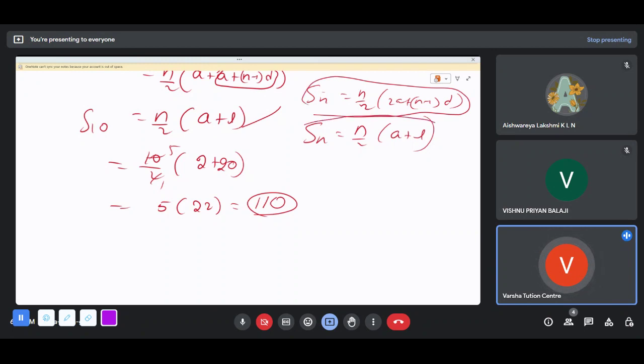When will you use this special one? When the last term is given, you will use this. Understood? Otherwise, you will go with the original form. Fine. Now start working out the sums. First, complete the examples of that one.